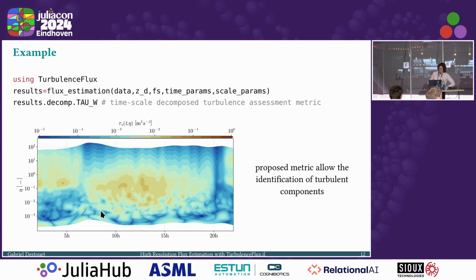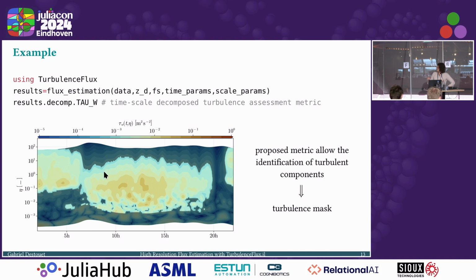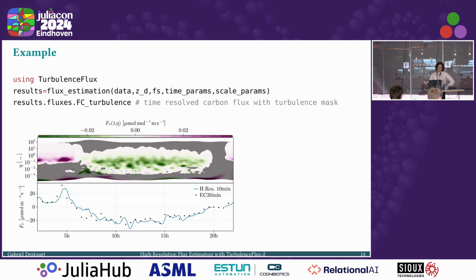So we developed a metric that gives us an indication of it, and we can see that it's correlated with the previous pattern I showed you, which gives us a turbulence mask. I can use the turbulence mask over the time-scale decomposed carbon flux in order to get a time-resolved carbon flux with a turbulence mask. Here, UC30 is the standard way to do the estimation, and the HRS here is the 10 minutes resolution of our package.